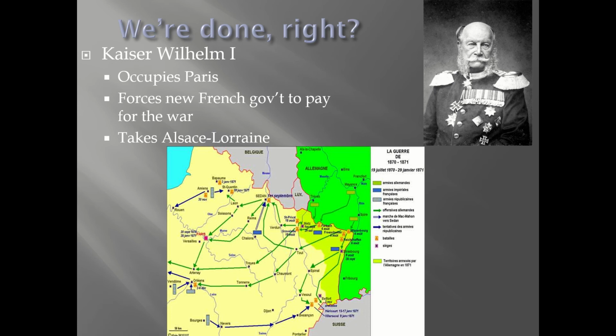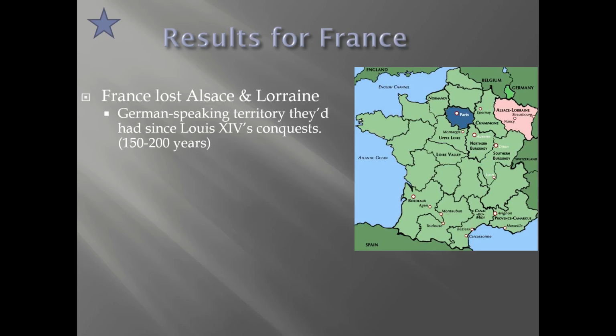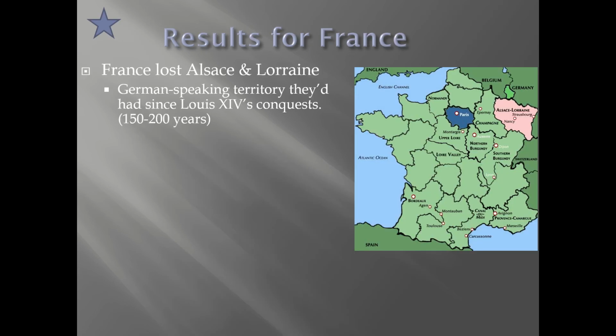Again, Germany wasn't a unified Germany at the time, but this territory here has a mixture of French and German speakers. It had belonged to France at this point for about 200 years, and now Germany is, in their mind, taking it back for Germany. Right? So as a result, the French lose Alsace-Lorraine. Right? So they're pretty upset about that.